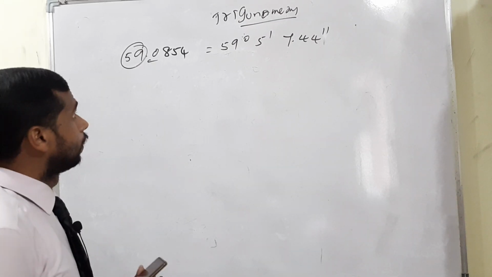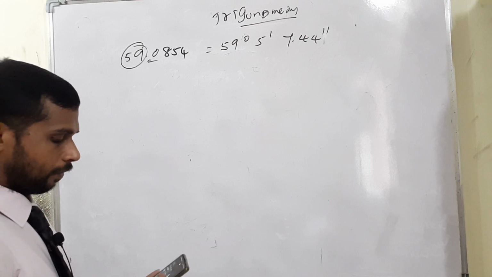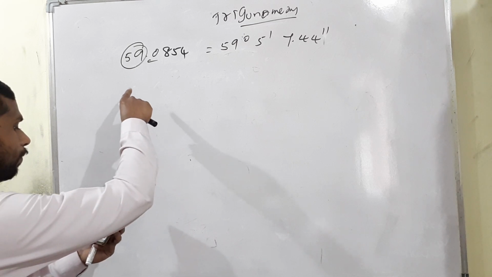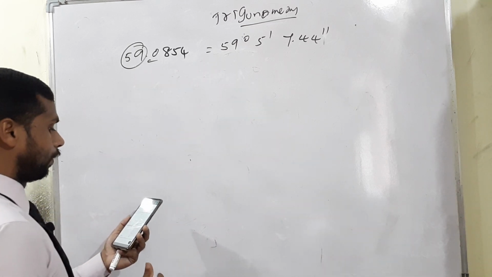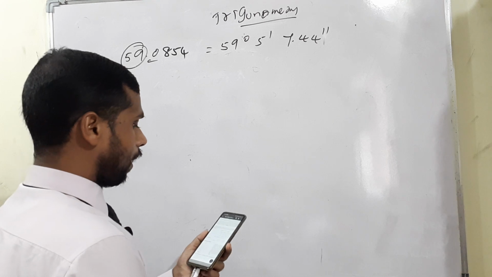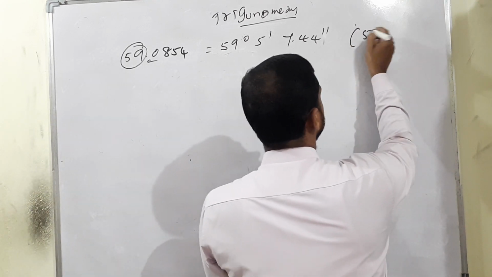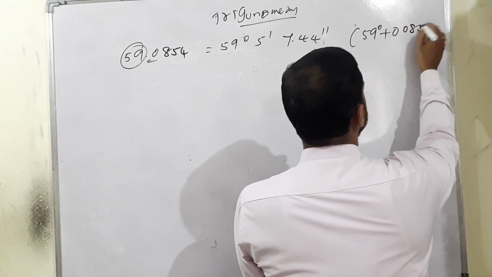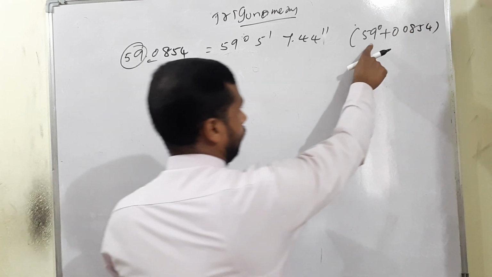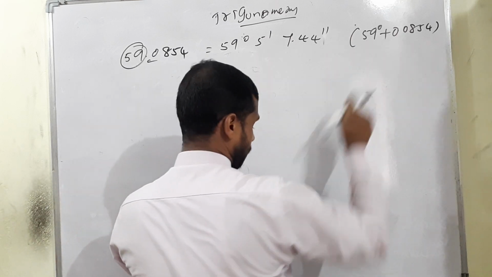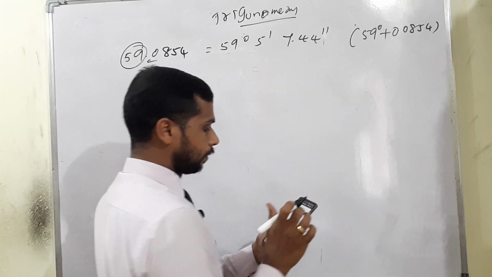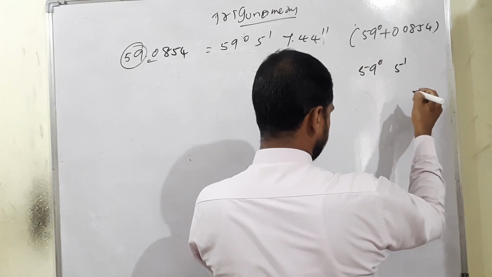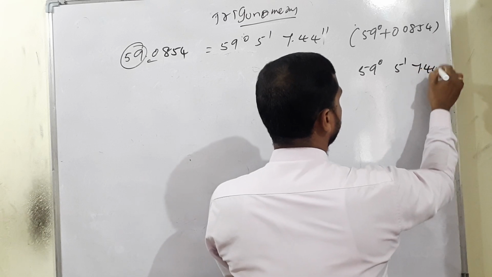So, continuation of the concept. Listen very carefully. The value 59.0854 is equal to 59 degrees plus 0.0854. After writing it step by step, what is the final answer we found? 59 degrees, 5 minutes and 7.44 seconds.